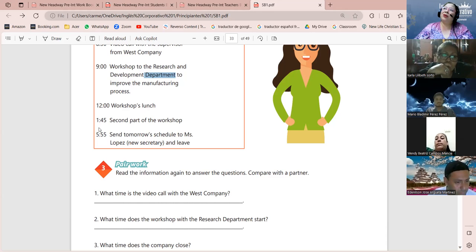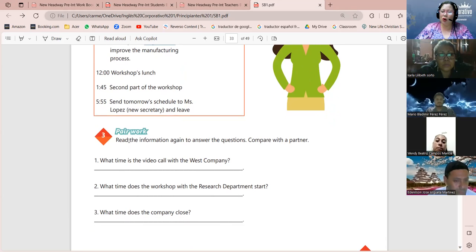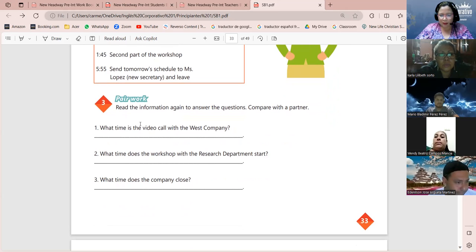Okay, pero si usamos 15, quizás usaríamos más a quarter to two. Usaríamos más si usamos esa forma, ¿verdad? Pero claro, se puede decir 15 minutes to two. Yes, it's correct too. Pero no es más común, es más común el a quarter to two. Okay, now we know what the information says. All right, so read the information again to answer the questions and we're going to compare.